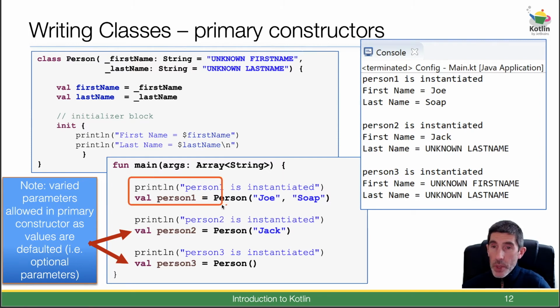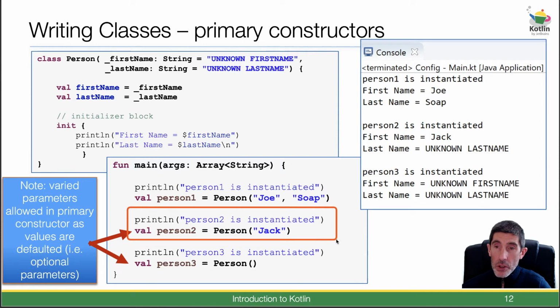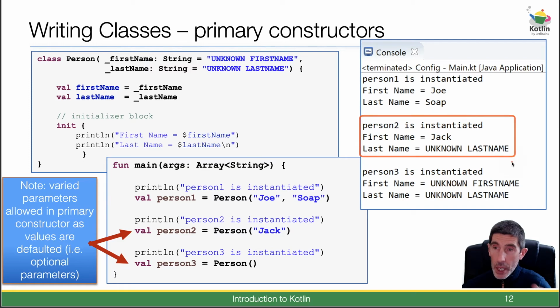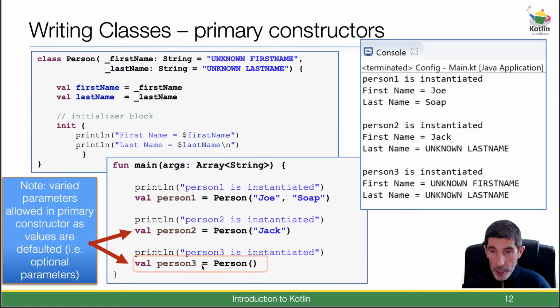for the first one there, here's our person 1. So we passed in Joe and Soap. There we get Joe and Soap printed out. Whereas in the next one, we just passed in Jack as the first parameter, so that matches. So here we have our first name and last name, but the last name defaults to the unknown last name that we assigned over here in the constructor. And if we leave it blank altogether and just create a person object with no parameters passed in, no values, both first name and last name get those default values.